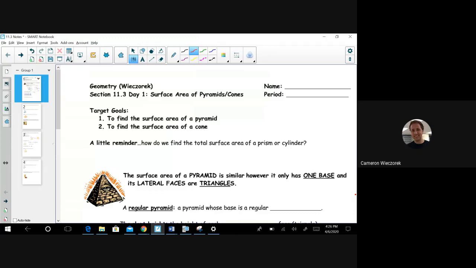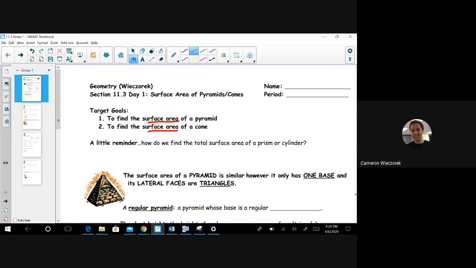All right, so goals of this section, we're going to be talking about pyramids and cones, and so far in this chapter we've been focused on the wonderful topic of surface area. So we're going to be finding the surface area of a pyramid and the surface area of a cone. You probably have some ideas for what these shapes look like. When you think of pyramids, you probably think of the Great Pyramid of Egypt. When you think of cones, I always think of a party hat or a traffic cone.